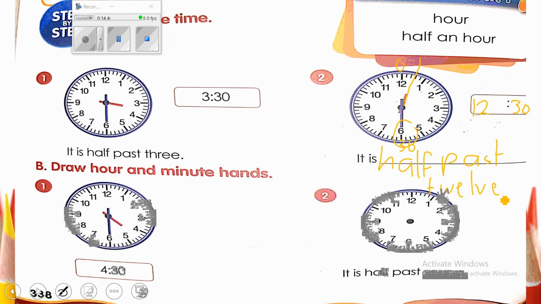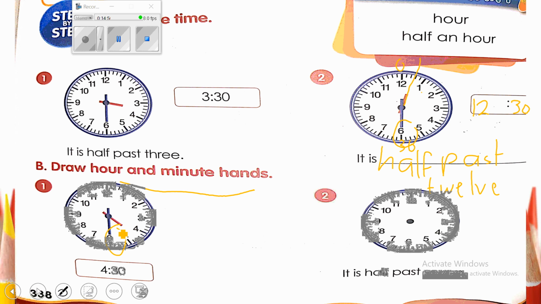Okay. Again, here they said for us to draw the hands. Can you see here? The minute hand. The minute hand is on 6. That mean is 30 minutes. And the hour hand is between 4 and 5. That is 4 o'clock. So 4, and how many minutes? 4:30 or half past 4.